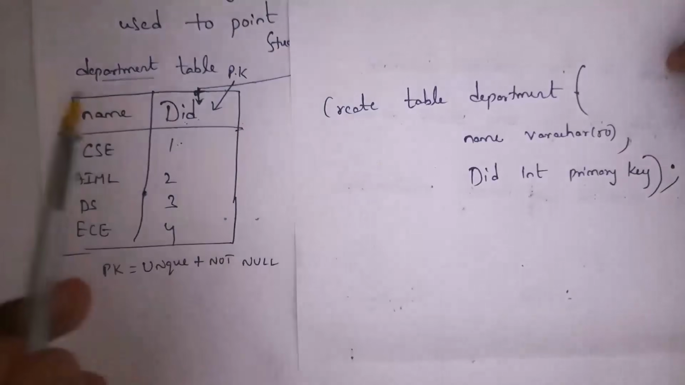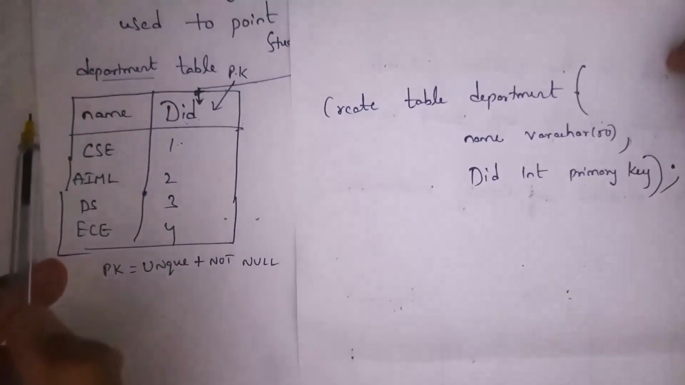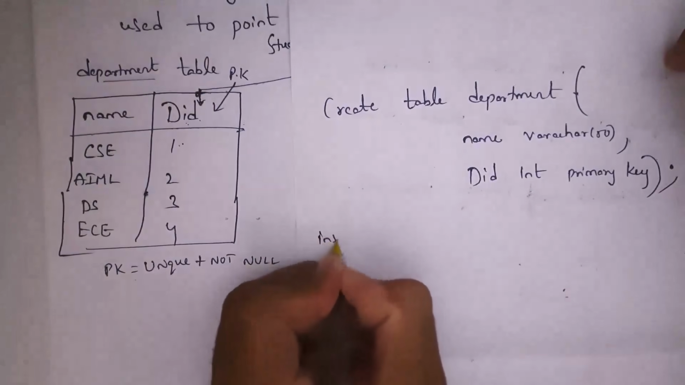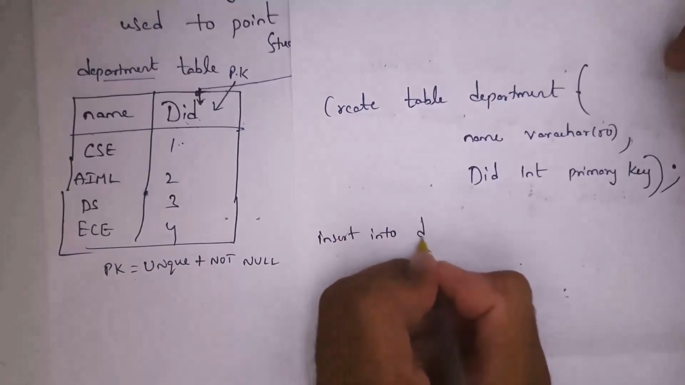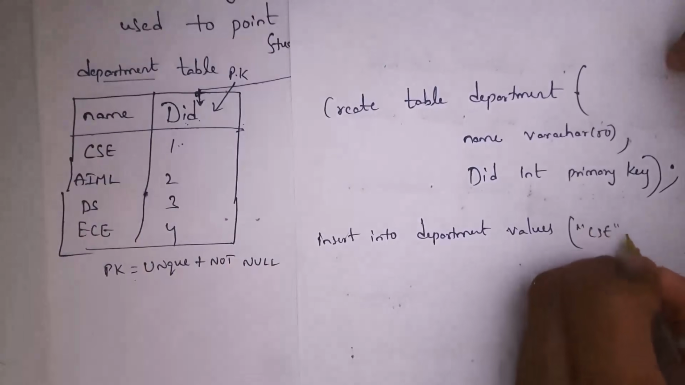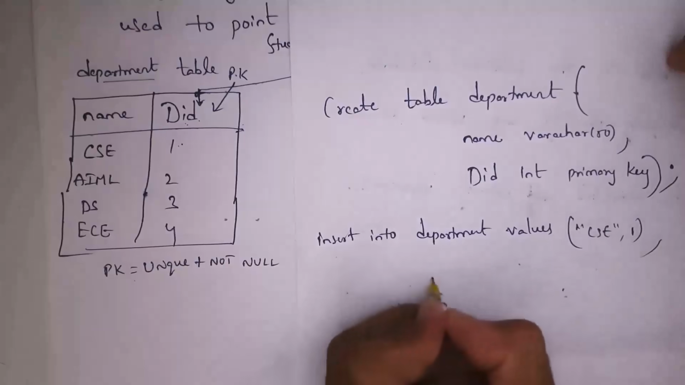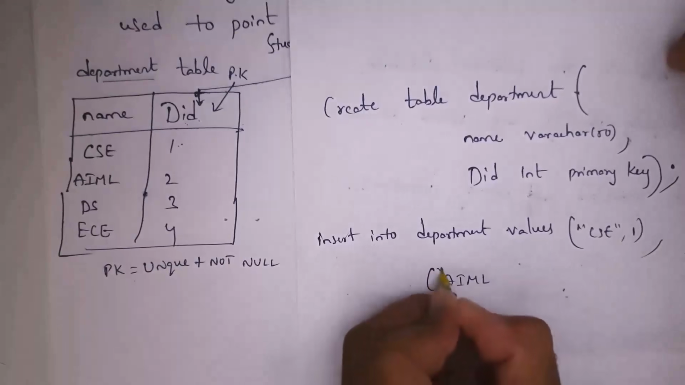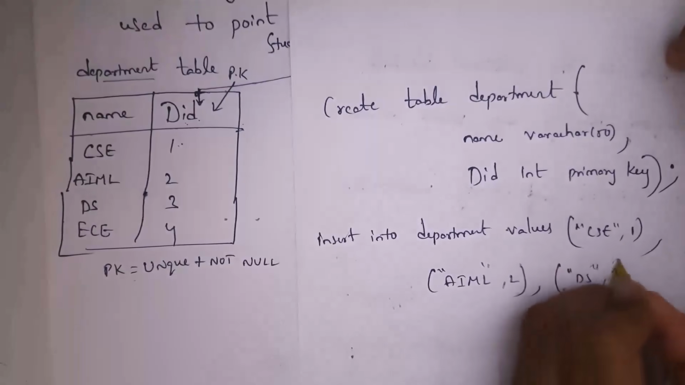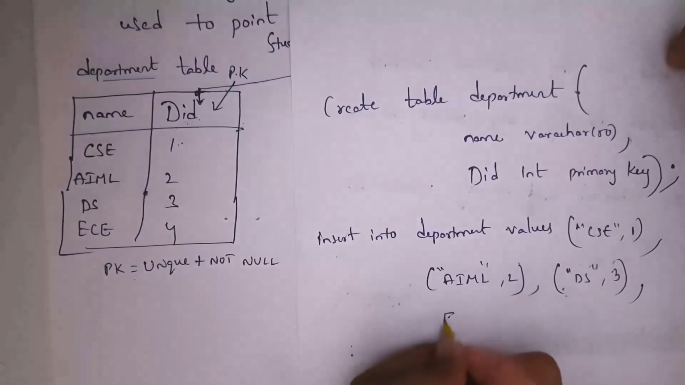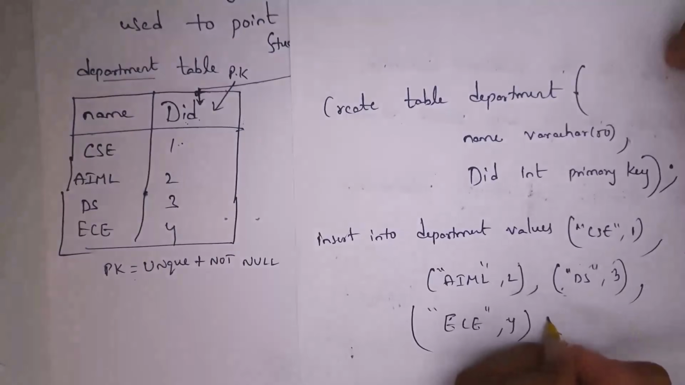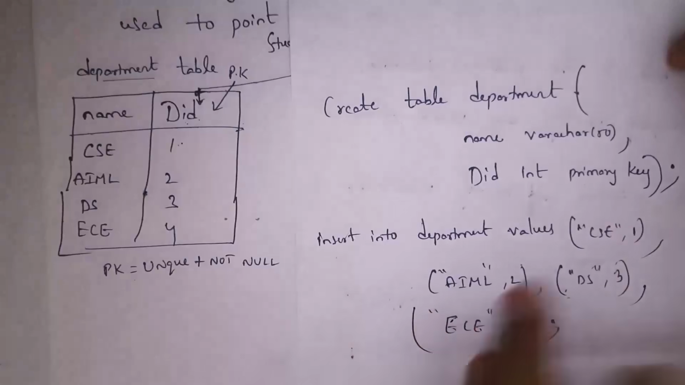Whenever you run this code, it will create department table with two columns. They are name and DID. Now I want to insert values in this department table. So write here insert into table name, that is department values, open bracket, give values. First one is CSC in quotations comma 1, comma, next value, that is AIML in quotations comma 2, comma, next DS in quotations comma 3, close bracket comma, and next one is ECE in quotations comma 4 in brackets, and at last use semicolon. Guys, take each record in bracket, that's it.